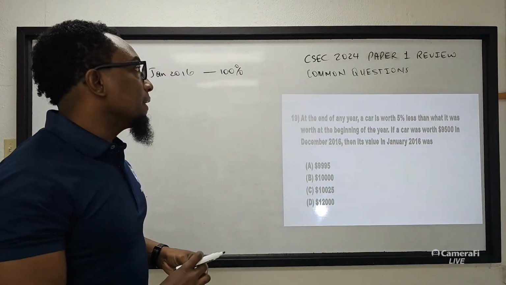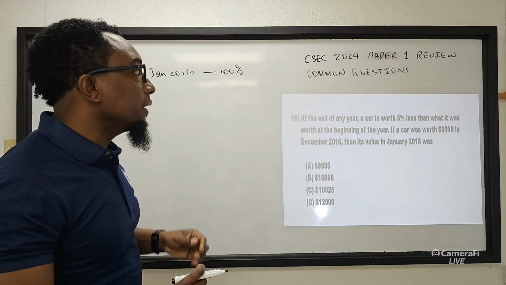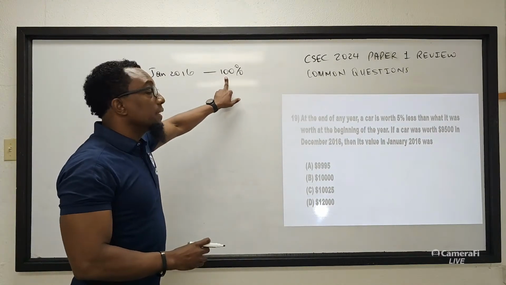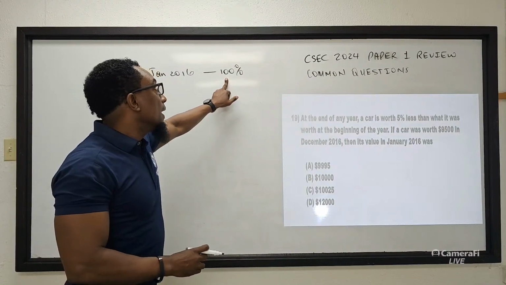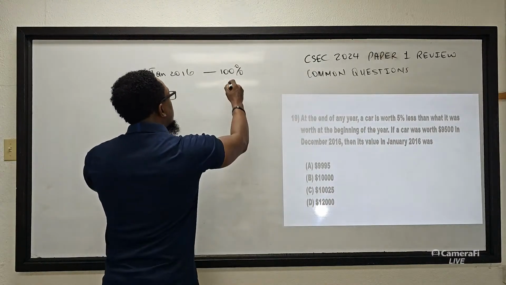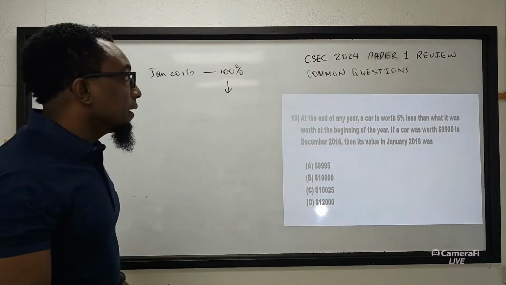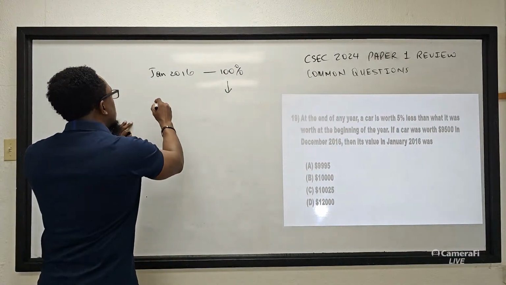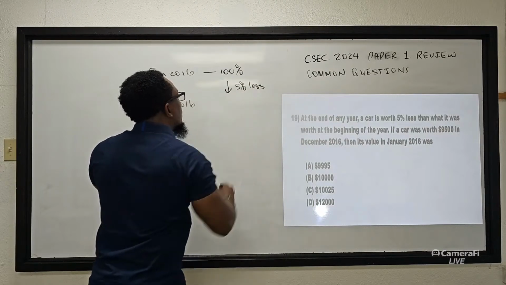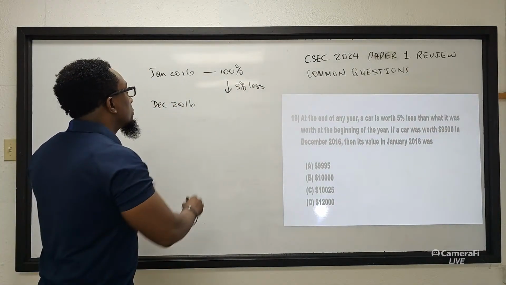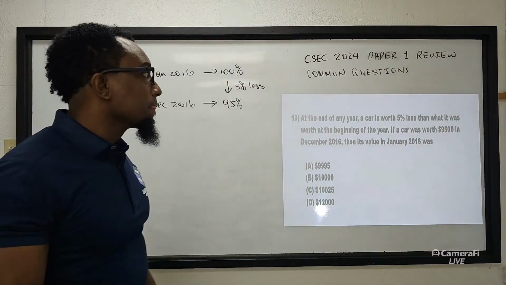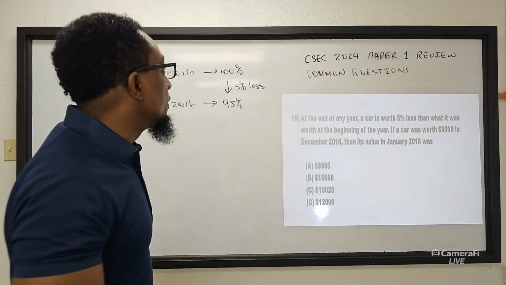But it states now, at the end of any year, a car is worth 5% less than what it was worth at the beginning of the year. So if at the beginning of the year, the percentage is represented by 100%, and at the end of the year, it's worth 5% less. So 5% less means in December 2016, then that 100% will be reduced to what? That 100% will be reduced to 95%. Good?